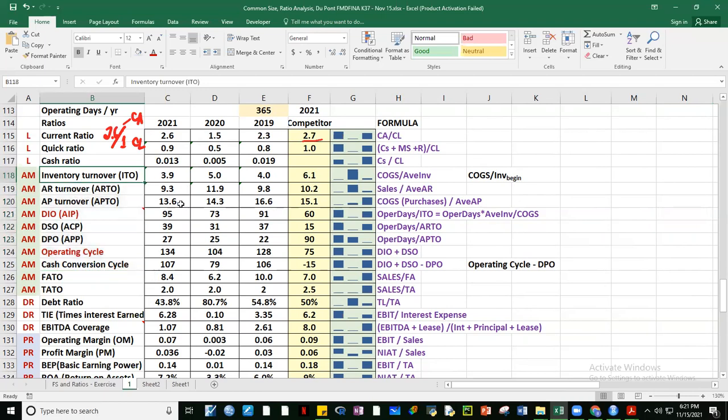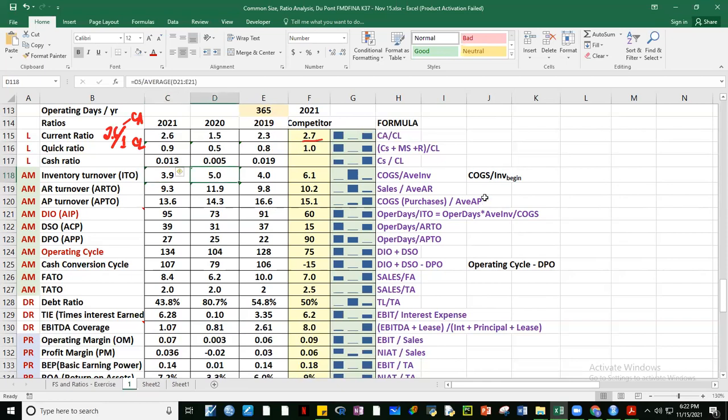We discussed this before. 3.9 times means that the company buys raw materials, converts to finished goods, and then sells 3.9 times every year. Okay, now the higher the inventory turnover, the better. Kasi ibig sabihin yung velocity nila sa pag-convert to finished goods and then sell, mas mabilis. So yung competitor natin 6.1 times, no? So talo-talo yung company natin. Tayo 3.9 times lang.